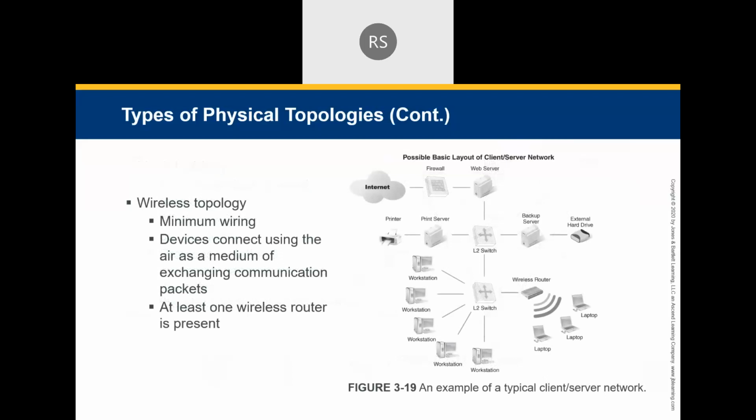Now, in wireless topology, devices are going to exchange the communication packets through the air, removing the necessity for any physical wiring. So this setup often includes at least one wireless router, and that's used to facilitate the communication between the devices.